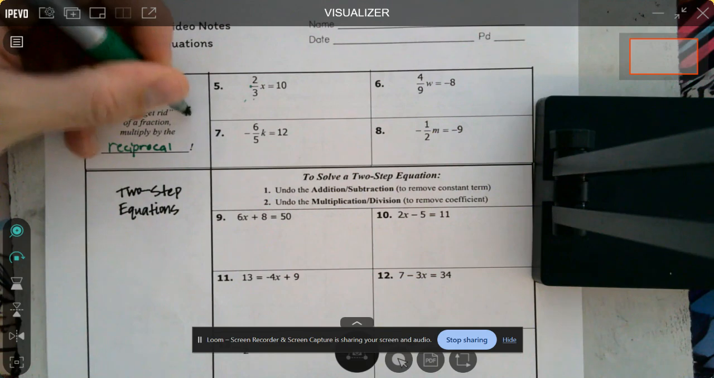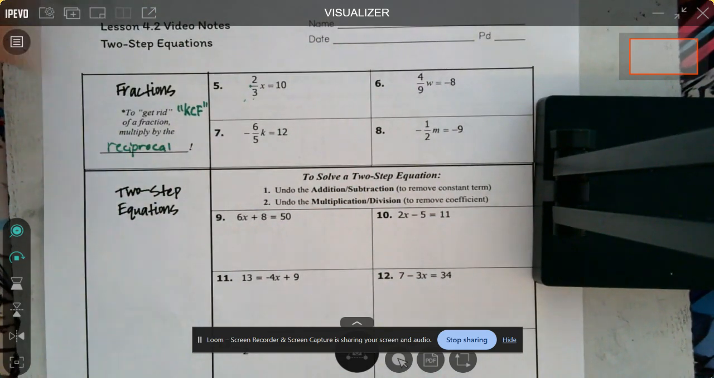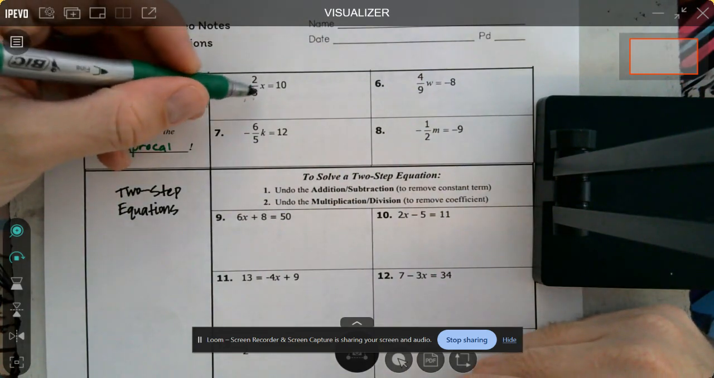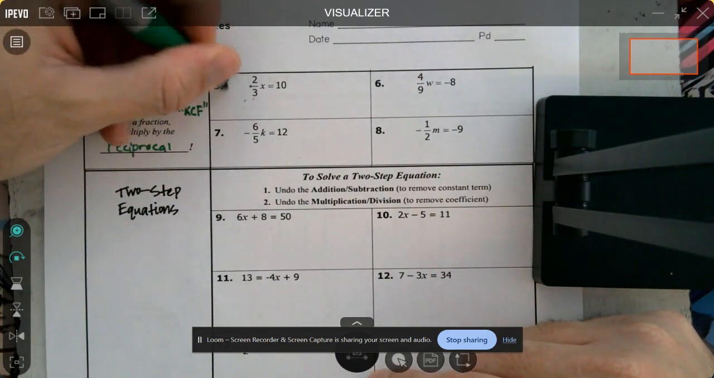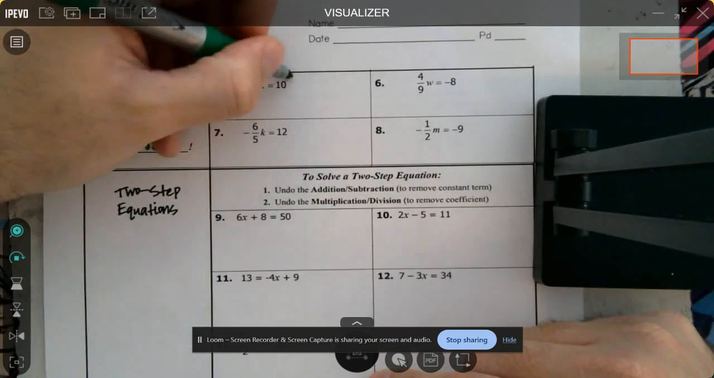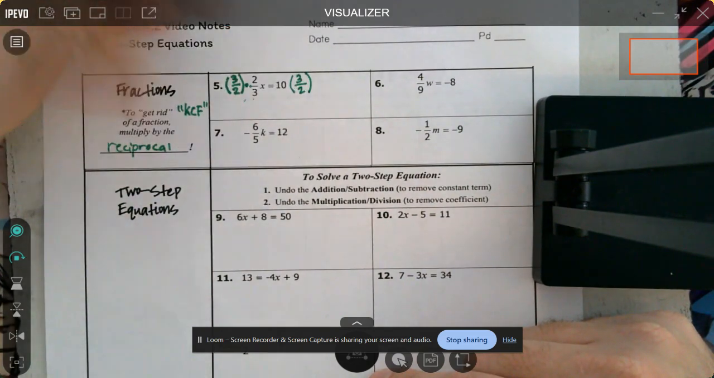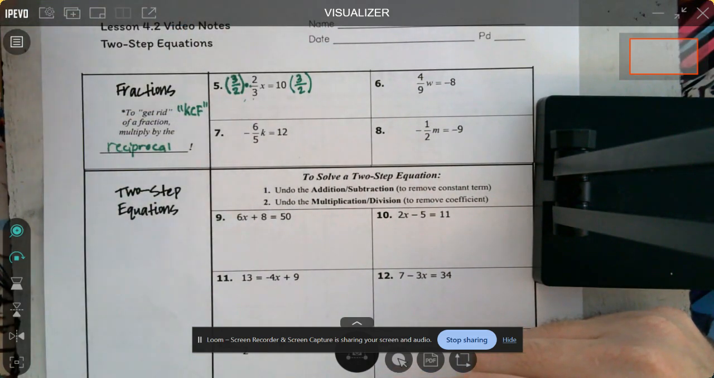And that's known as KCF: keep, change, flip. So to get rid of a 2 over 3x, we have to multiply by 3 over 2. But we have to do it to both sides so you don't sink your ship. So you can use a calculator to check your answer if you need to.